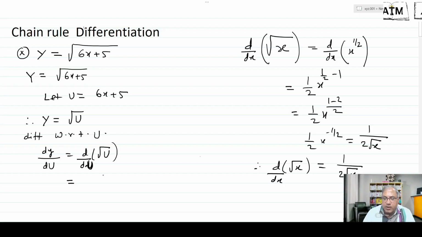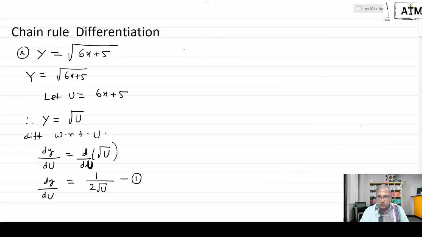Derivative of root x equals 1 upon 2 root x. Therefore, derivative of root u with respect to u equals 1 upon 2 root u. That is dy by du. Let us call it equation number 1.